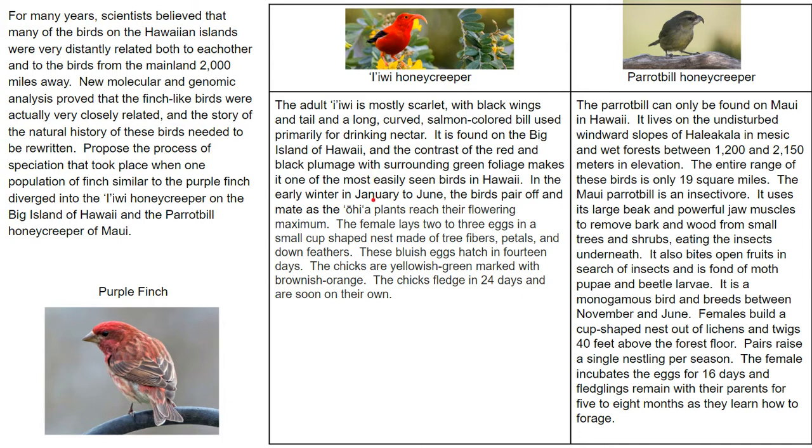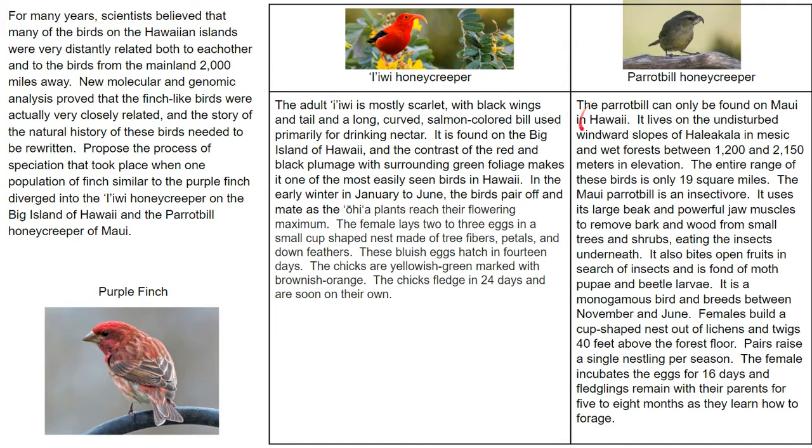In the early winter, in January to June, the birds pair off and mate as their special plants reach their flowering maximum. The female lays 2 to 3 eggs in a small cup-shaped nest made of tree fibers, petals, and down feathers. These bluish eggs hatch in 14 days. The chicks are yellowish-green, marked with brownish-orange. The chicks fledge in 24 days and are soon on their own.